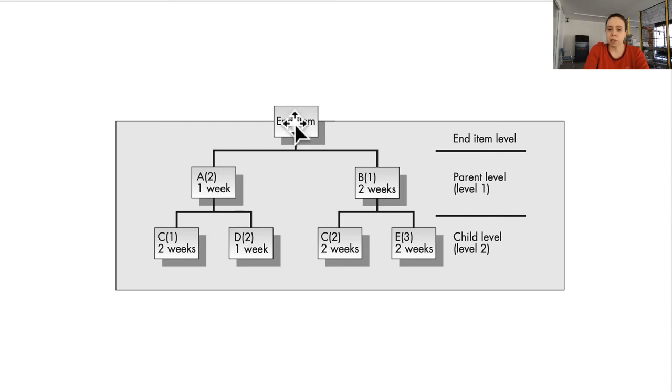Here we have the end item. To produce this end item, we need A and B. These are the production lead times of these components. And again, we have a second level. To produce these components, we have to produce the components in the second level, and the lead times of these components are also given. In fact, these are really simple bills of materials. For complex products, we can even have, for example, 15 levels.